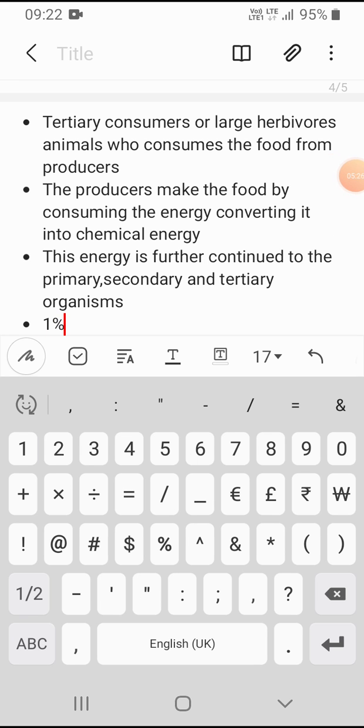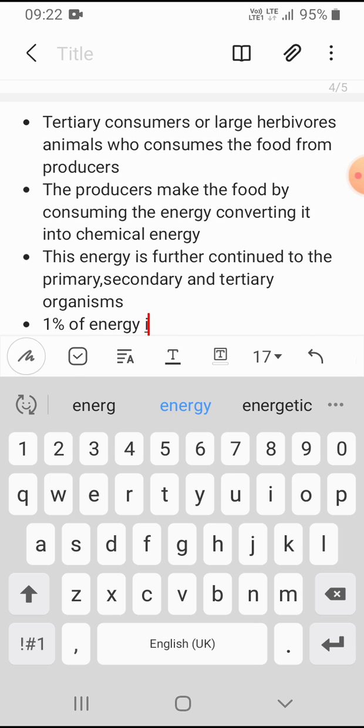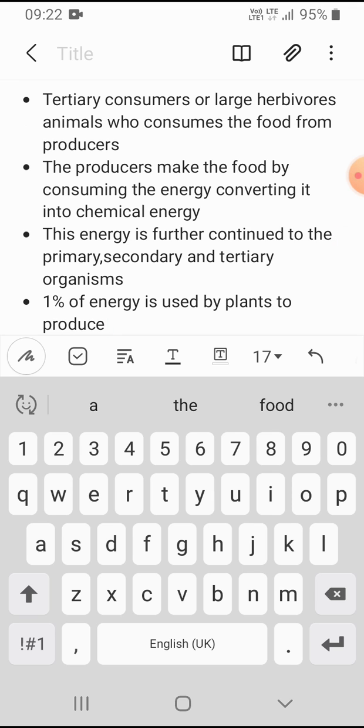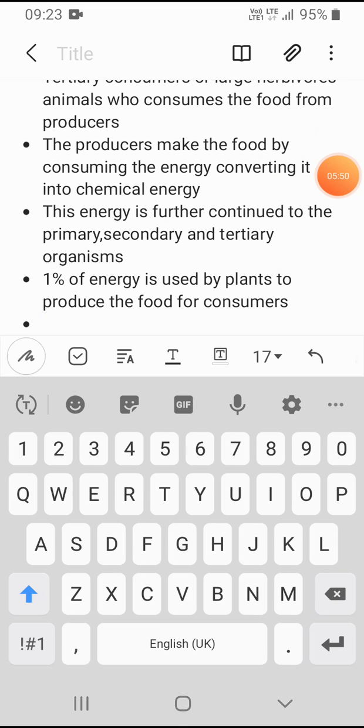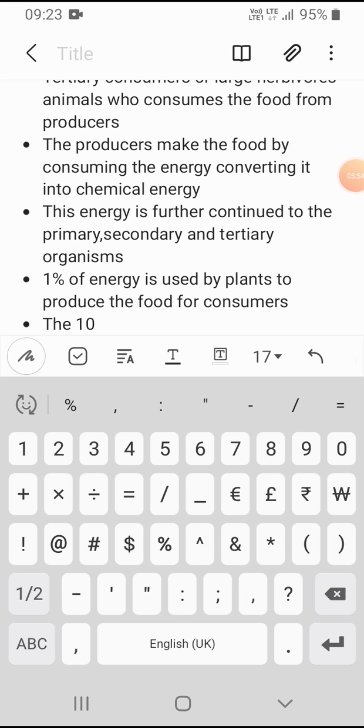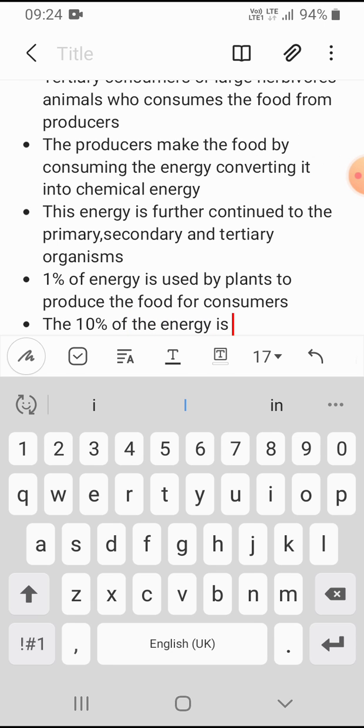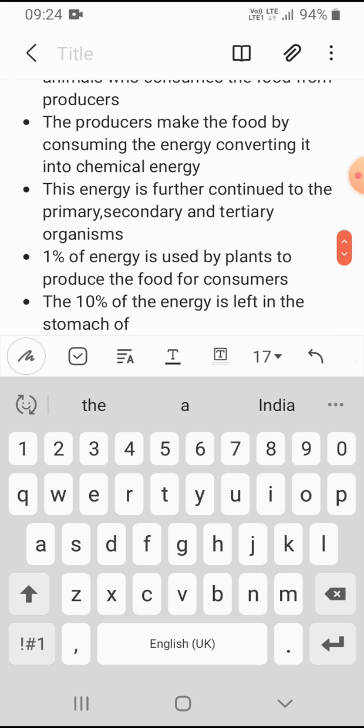Wait, I will tell you how. See, if 1% of energy is used by plants to produce the food for consumers, after this 10% of energy is left. It was 1% of energy when the plants took it, and now 10% of the energy is left in the stomach of primary consumers. When they eat plants, the 10% of energy is left in their stomach.